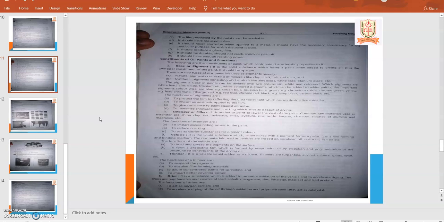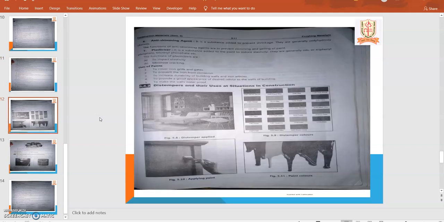Then dryer, usually dryers are utilized in home bases also. It is a substance which is added to promote oxidation of the vehicle and accelerate the drying. The dryers are naphthalates, then oxides of lead, cobalt, manganese, zinc, then litharge, massicot, and the lead acetate. The function of the dryer is to act as an oxygen carrier and to accelerate the drying of the oil through oxidation and polymerization. These are the functions of the dryers.